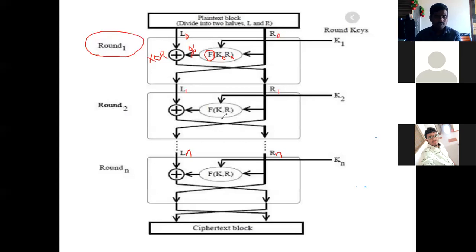The same round function we take here, and here we'll take another key k1 and this data, and we'll perform the operation and get the output. We perform the exclusive OR between L1 and this output, and we'll get the output that is given as the left hand side output, which is given as an input to the right hand side, and this content is given to the left hand side. So this process continues till the end, and finally we will get the ciphertext.